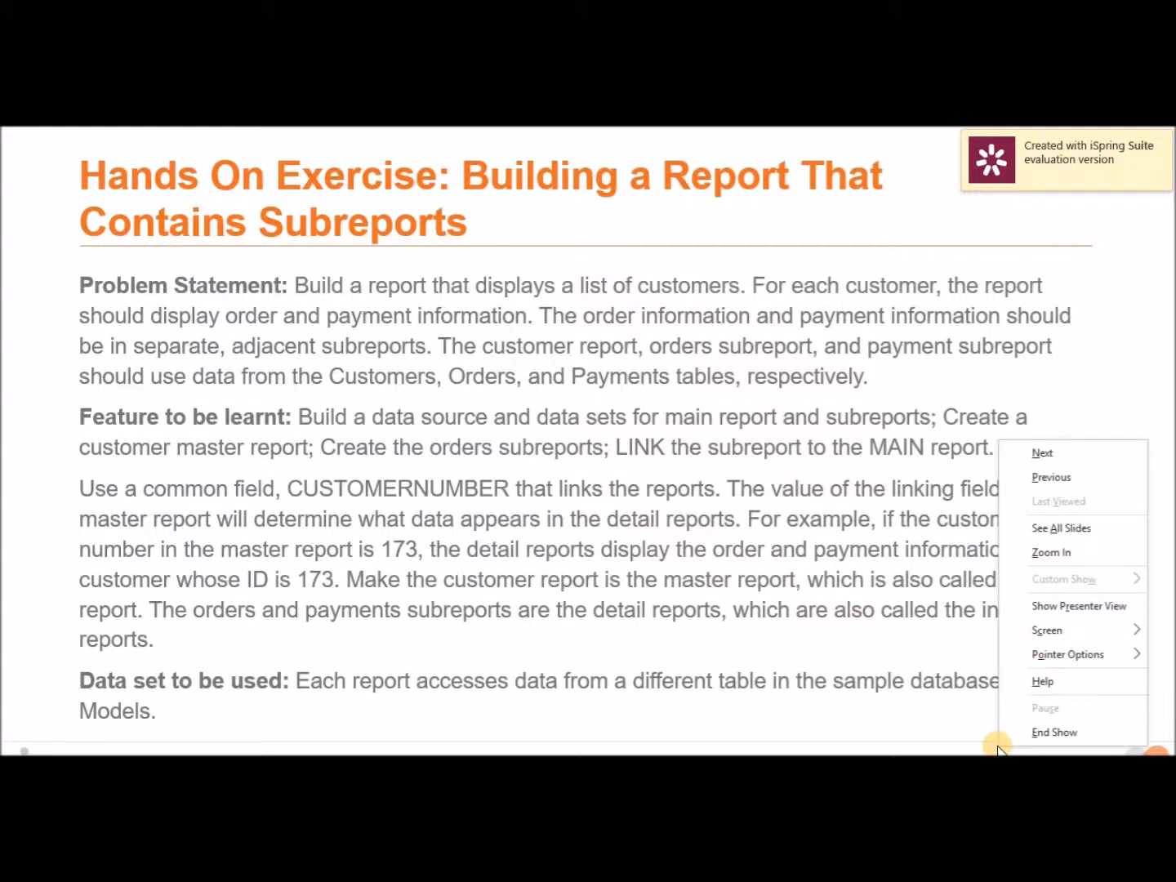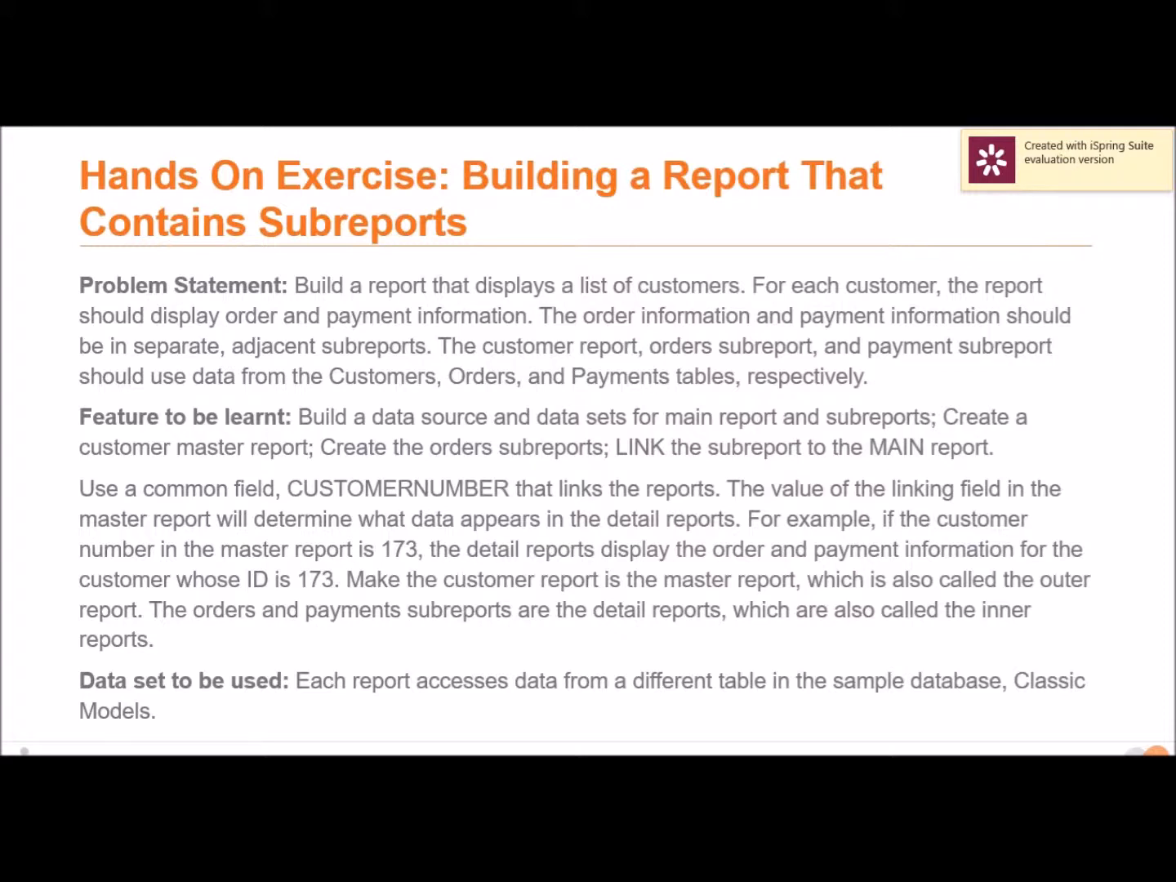Then the customer report, order subreport, and payment subreport. So you have customer report, order subreport, payment subreport. They should use data from customers. We already use customers, but we haven't used the orders and payments tables respectively. So that's another thing that we're going to do. Okay, so this is what you're going to learn.